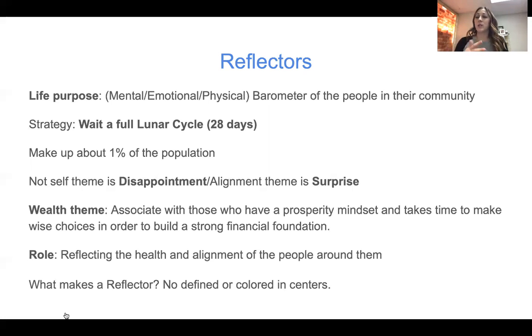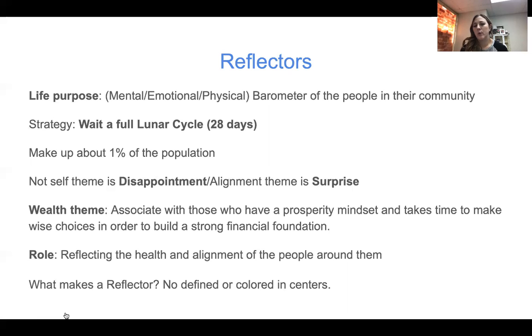and the moon has a predictable 28-day cycle, where the rest of the planets are very variable, so you can't create anything reliable on that. So they're very affected by the planets and people around them, basically, and that's how their energy will show up. They make up about 1% of the population, and their not-self theme is disappointment. And then their alignment theme is surprise.